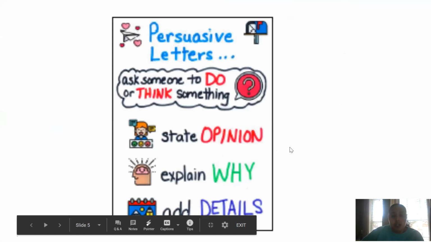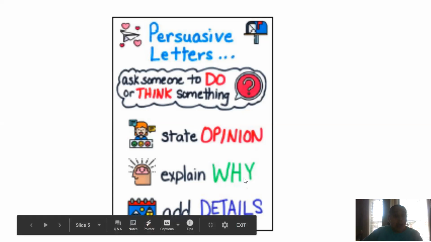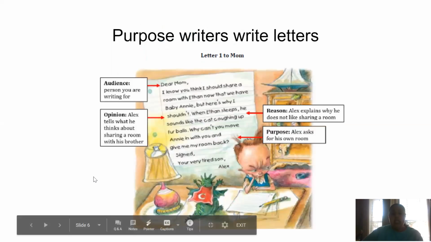You guys know what a letter is already, but a persuasive letter asks someone to do or think something the way you do. So in a persuasive letter this week, we're going to state our opinion, what we think, what we want that other person to think. We're going to explain why we want them to do what we want or think the way we do. And then we're going to add some details. Okay? So let's go ahead and talk about the purpose.